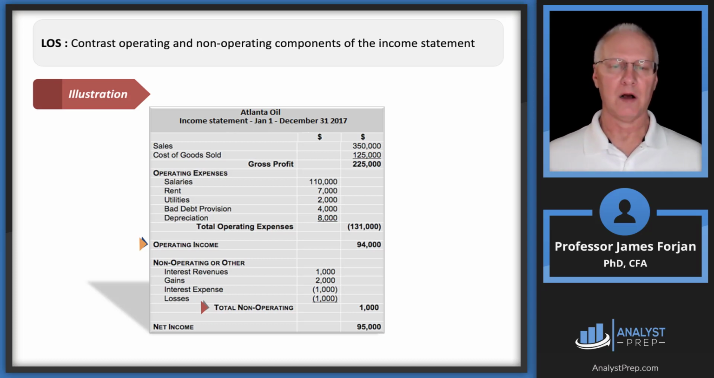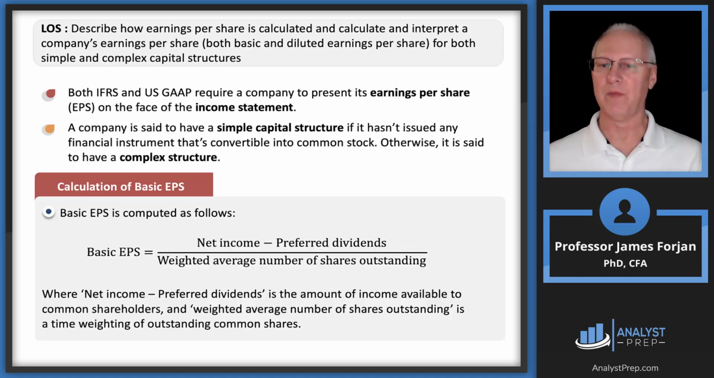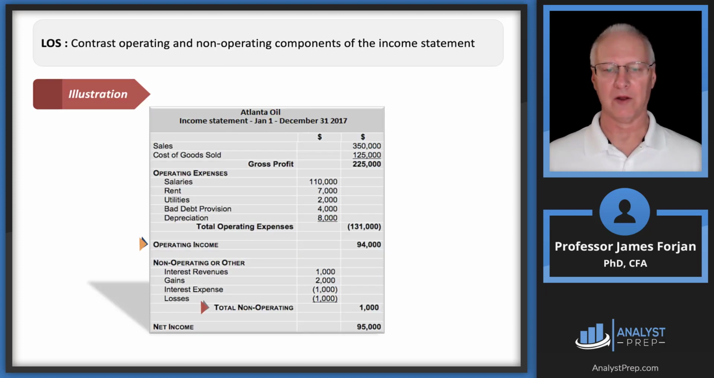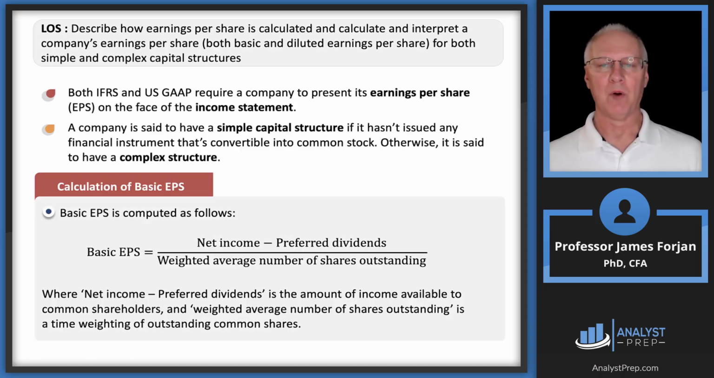So the question then becomes, how do we use that as a measure of performance? What we're going to see is that both the U.S. and the international boards require that a company presents its earnings per share on the income statement. So let me just go back here quickly. To get earnings per share, we're going to take that 95,000 and divide it by the number of outstanding shares. You might think that this is a pretty simple calculation, and for many corporations, it can be. But we need to ask ourselves the question, does the company have a simple capital structure or a complex capital structure? And this is an easy answer.